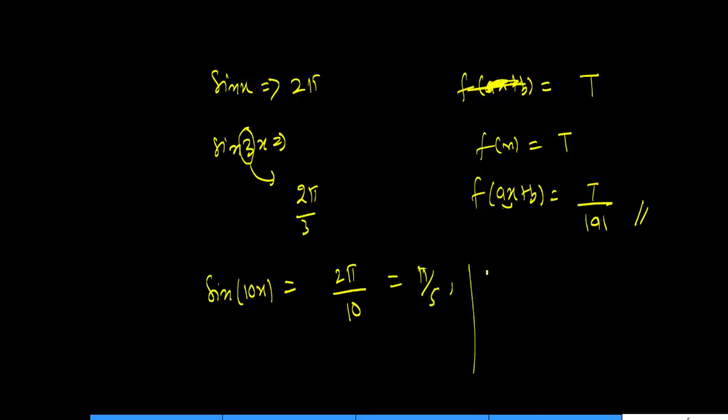Okay, as well as you can remember that for sine square x and cos square x, when we do the square, the values will become positive, so their period will become pi. Okay, half of that.